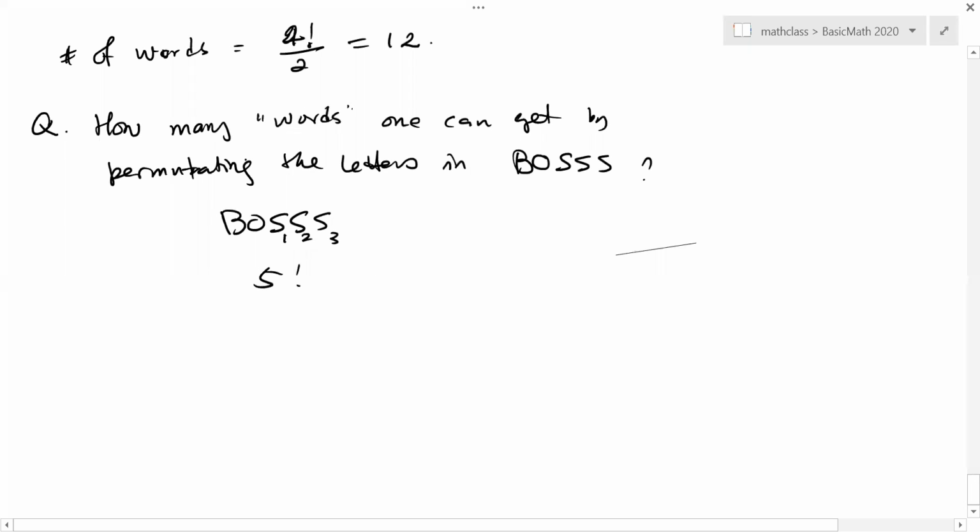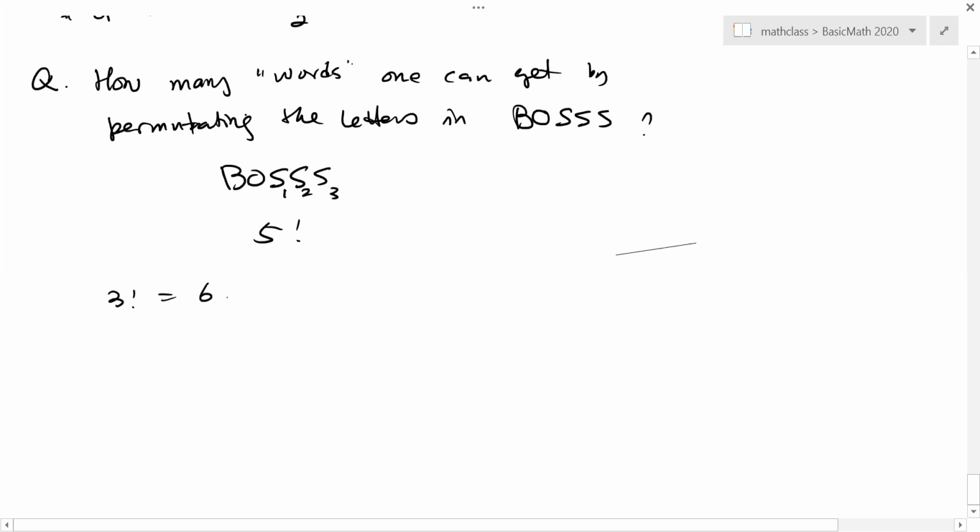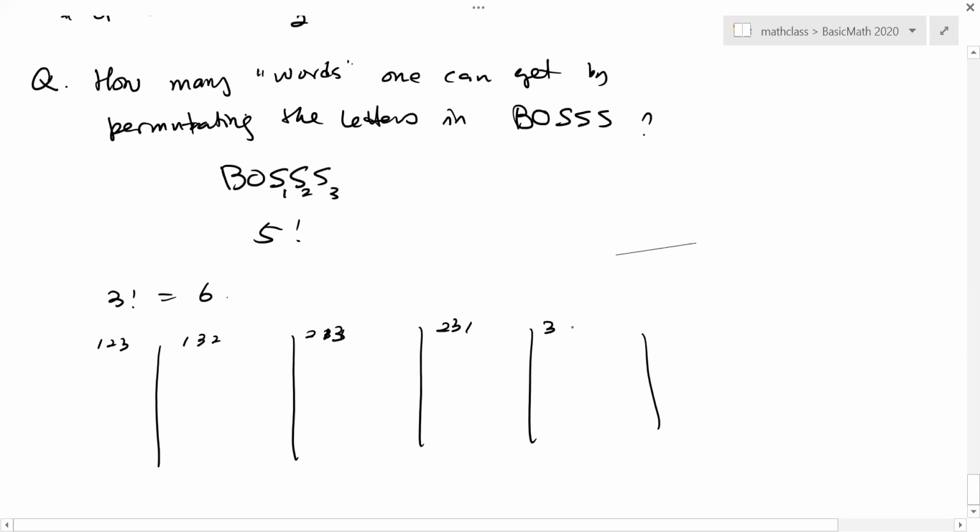But I'm going to put them into 6 groups, because when I permute S1, S2, S3, I have 3 factorial choices, which is 6. I want to get 6 groups. So this group is 1, 2, 3. This group is 1, 3, 2. This group is 2, 1, 3, then 2, 3, 1, and 3, 1, 2, 3, 2, 1.